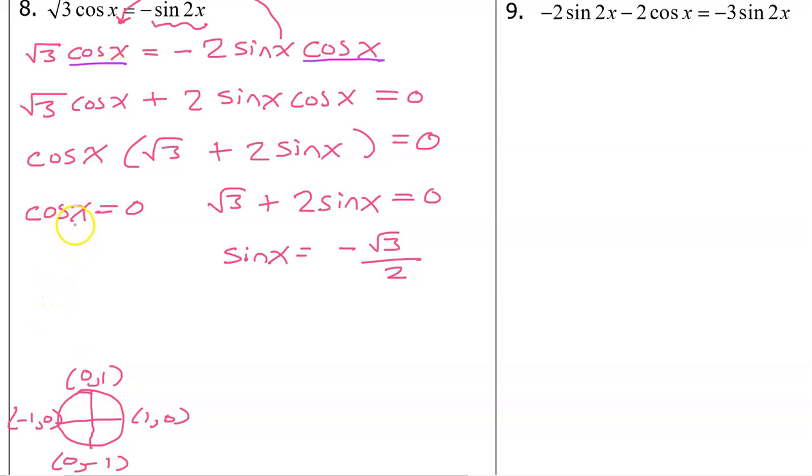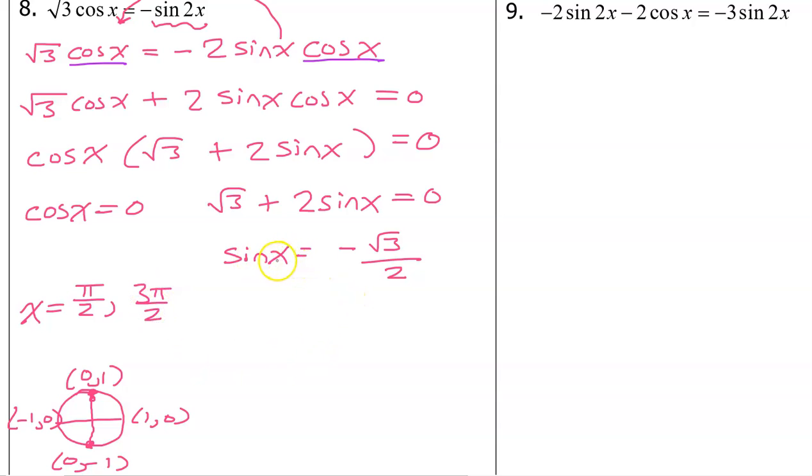Cosine is the x value. So where does the x value equal 0? That's up here at the top and down here at the bottom. In other words, pi over 2 and 3 pi over 2. So I get x is equal to pi over 2 and 3 pi over 2. That's what I have so far.